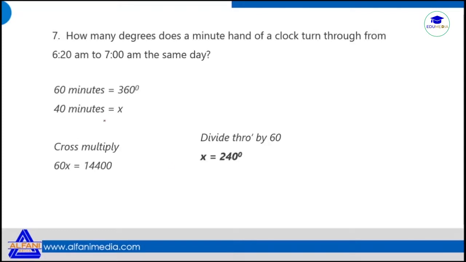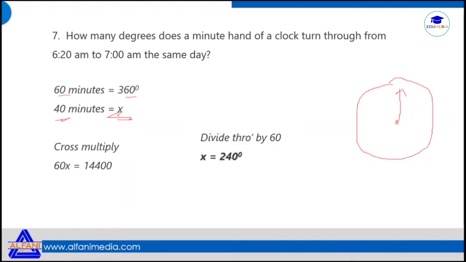Okay, so what I did here is that I equated. I took 60 minutes. I know very well that on a wall clock, 60 minutes makes up 360 degrees. So when I have my circle here and the minute hand traveling from here and back, going all the way around, that is 60 minutes, and that is 360 degrees. Now 40 minutes, which is the difference between these two times, because 6:20 to 7 a.m. is 40 minutes. So 40 minutes is x in degrees, and I'm going to find this x.